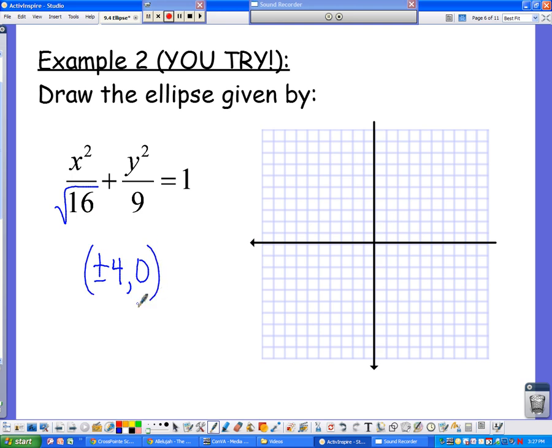And if you notice, we can look at this really quick and say, hey, this one's going to lay down long ways along the x-axis. Plot that point at 4. 1, 2, 3. Plot that one at -4. And because the number underneath the x is larger, those are going to be our vertices. So underneath the y, we're going to have our covertices. 1, 2, 3. 1, 2, 3. So there's what our ellipse is going to look like.